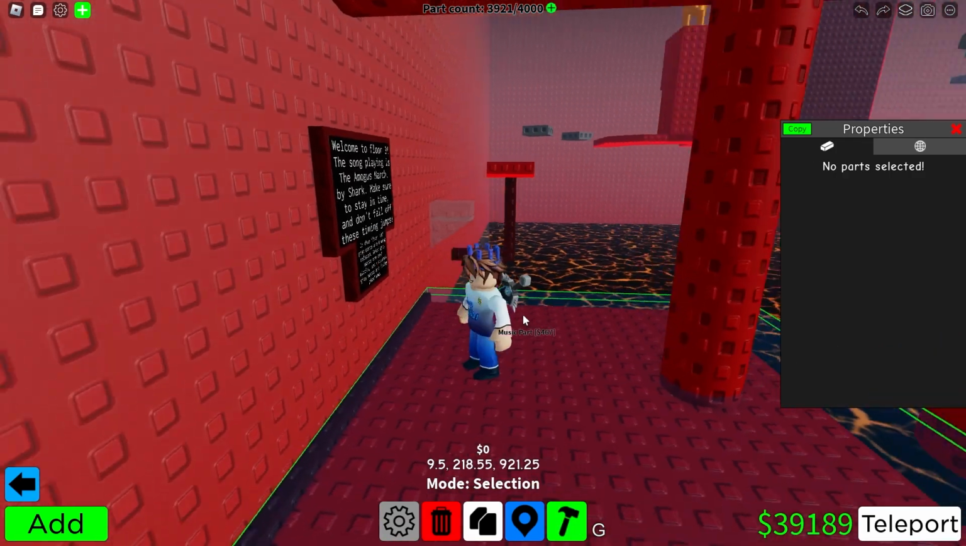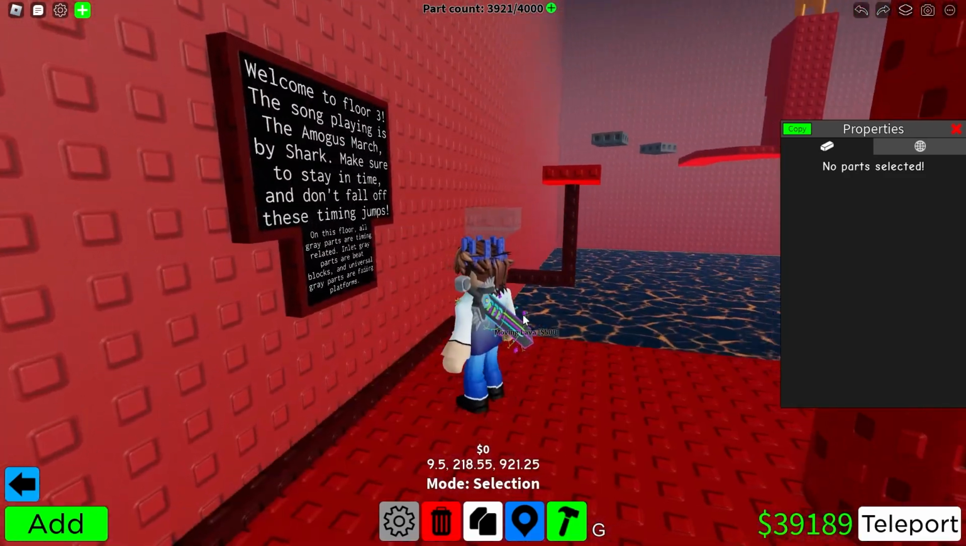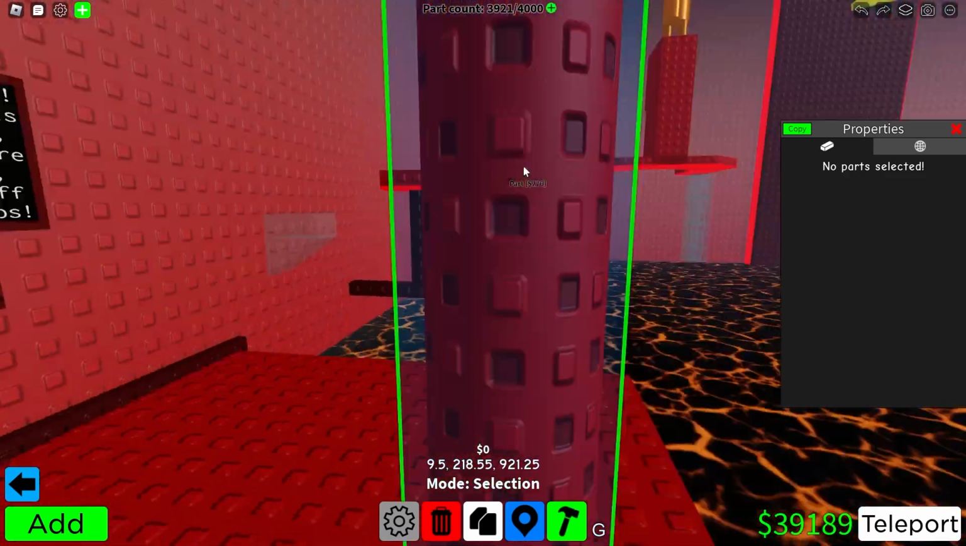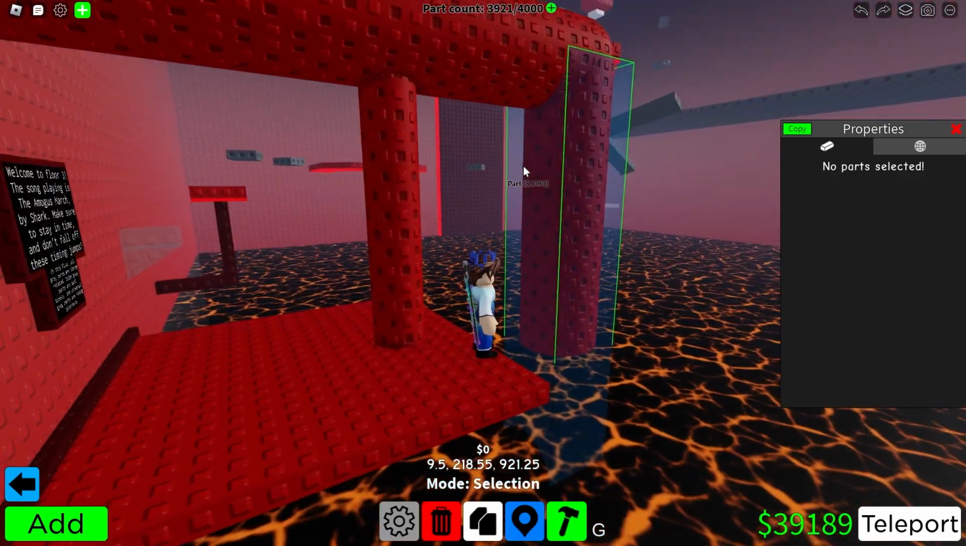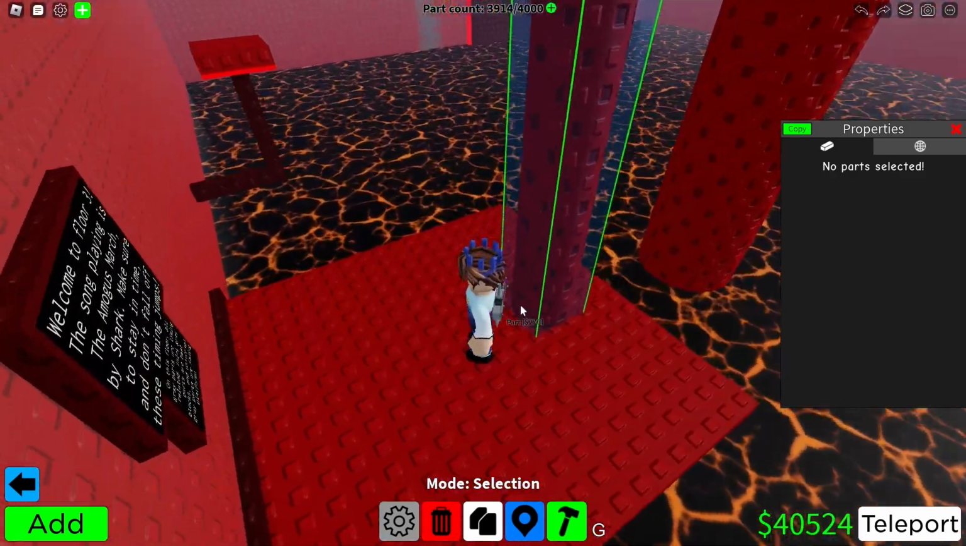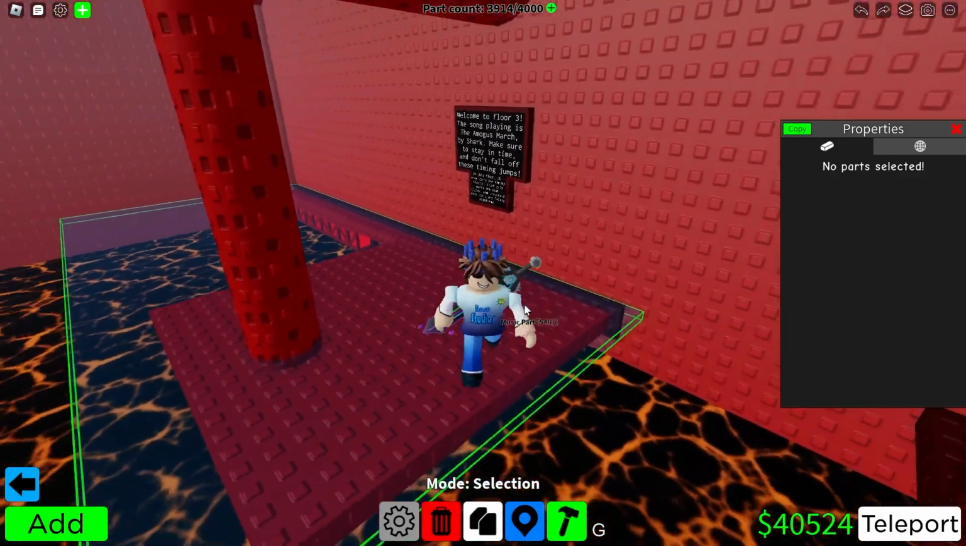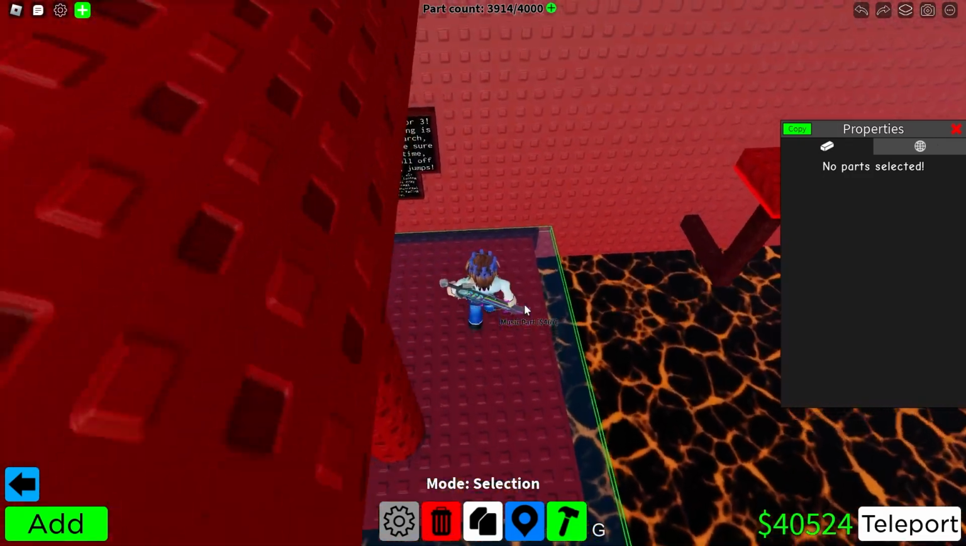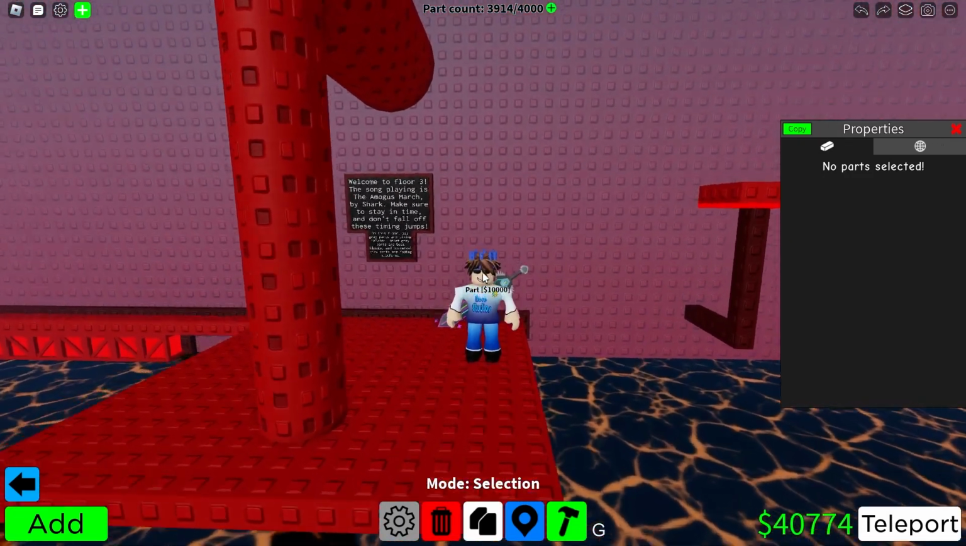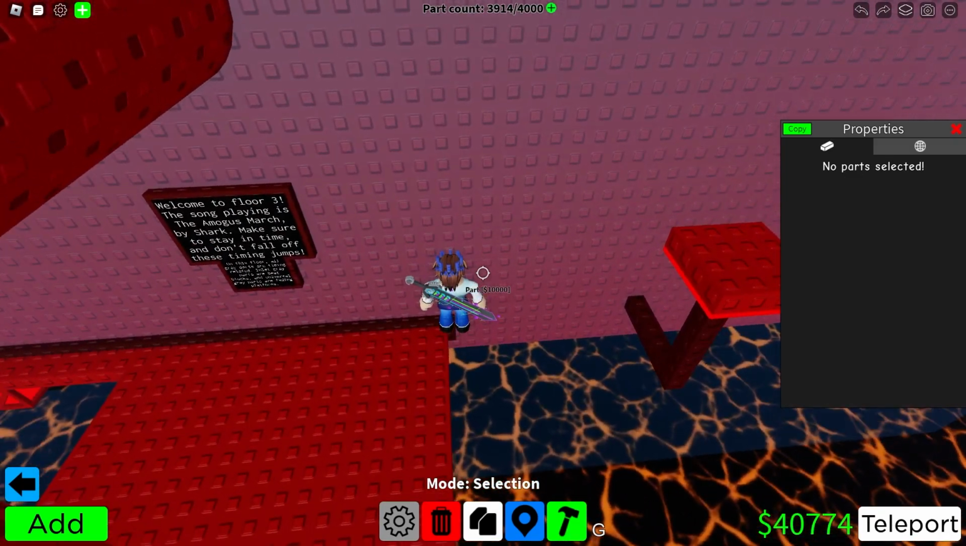Okay, so the idea of this actual floor is that all these gray platforms are timing related because the song is the Amogus March, so you gotta stay in time. I thought this would be a good one to do the tower crossing to for Tower of Music Theory Mayhem, because this is the best one that the gameplay directly relates to something music-related, I guess.